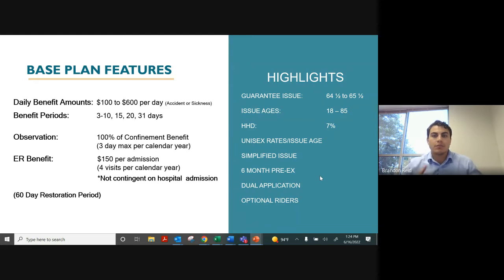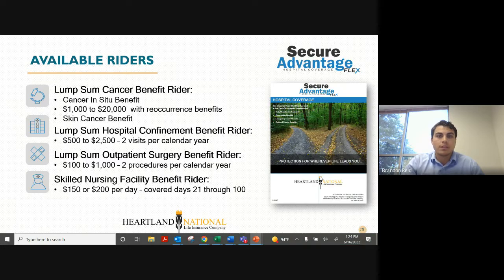We talked about the simplified issue aspect in the 6-month pre-X, as well as our 2-year contestability period. If somebody does end up getting nicked by that contestability period, what would happen is we would actually lapse the policy, cancel the policy, and refund their premiums. We have a dual application available on both the paper app that we looked at just briefly earlier and our e-application. We have 7 optional riders for you to choose from, starting with that lump sum cancer benefit.